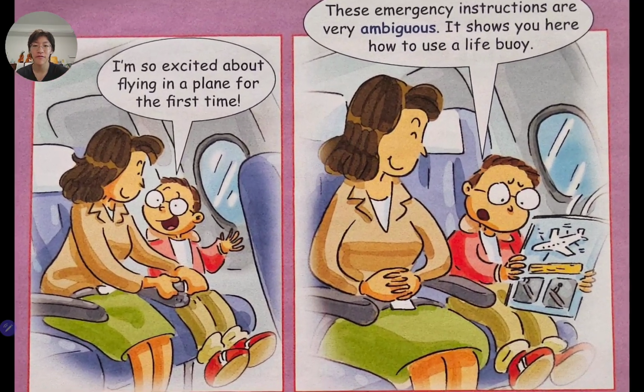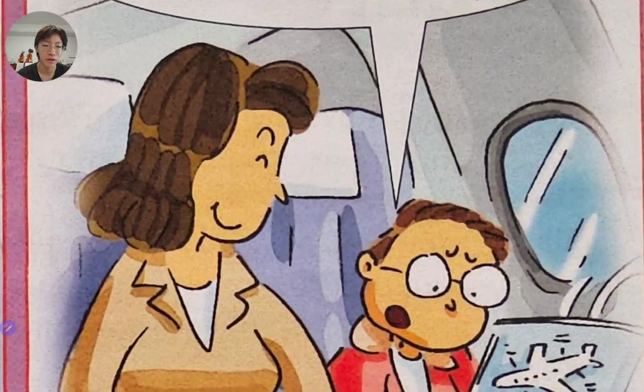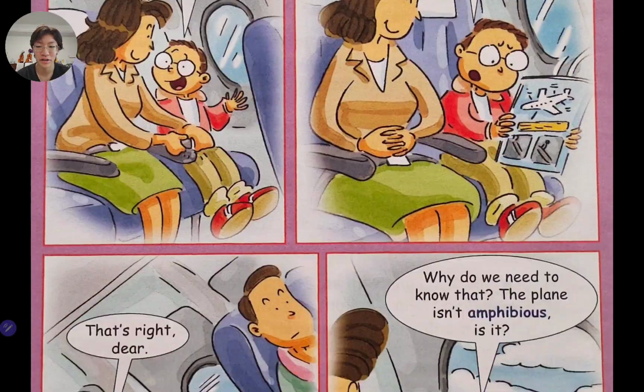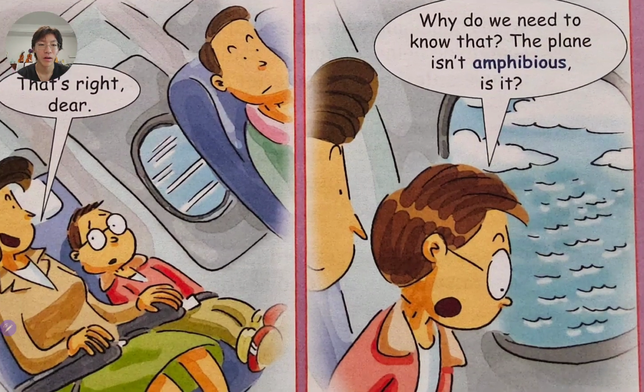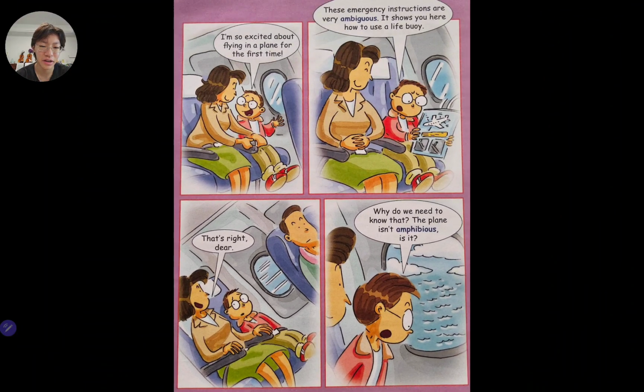I'm so excited about flying in a plane for the first time. How old are you? You look older than 6. Like at least 7. These emergency instructions are very ambiguous. It shows you here how to use a life buoy. You talk like young Sheldon. That's right, dear. Why do we need to know that? The plane isn't amphibious, is it?